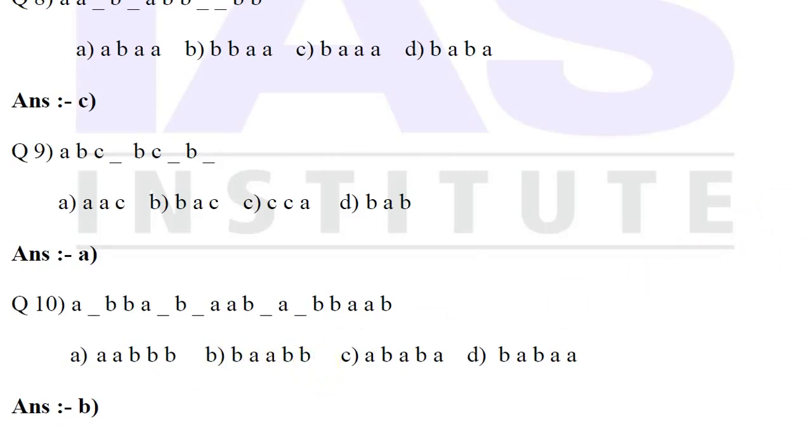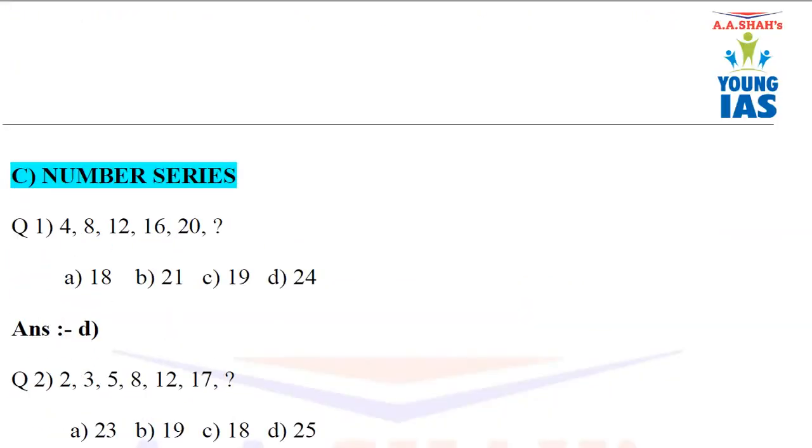Now moving on to the number series part. Okay, so getting started with the number series. The first question is 4, 8, 12, 16, 20, dash. So now what is the relation between these numbers here? 4 plus 4 is 8. 8 plus 4 is 12. 12 plus 4 is 16. 16 plus 4 is 20. So definitely 20 plus 4 would give you this particular answer here. So 20 plus 4, the answer is 24. That's why D option 24 is the correct answer here.